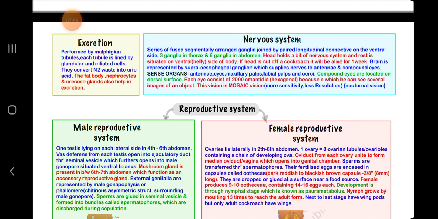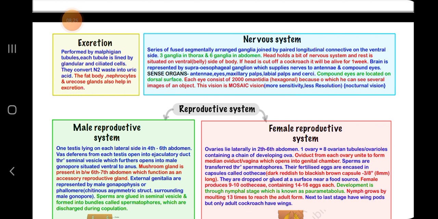Nervous system: a series of few segmentally arranged ganglia joined by paired longitudinal connectives on the ventral side. 3 ganglia in thorax and 6 ganglia in abdomen. The head holds a bit of the nervous system and the rest is situated on the ventral side of the body, which is the belly part. And if the head is cut off a cockroach, it will stay alive for 1 week.